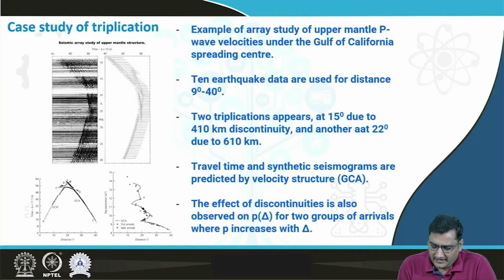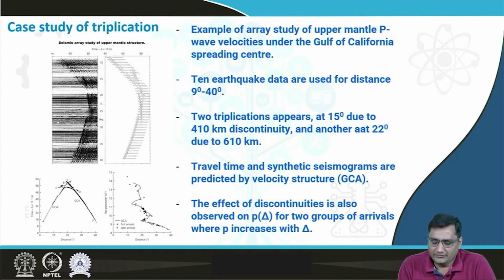And this is a case study of the triplication in the upper mantle that was done using an array of seismic stations in order to find the upper mantle P wave velocities under the Gulf of California spreading center.